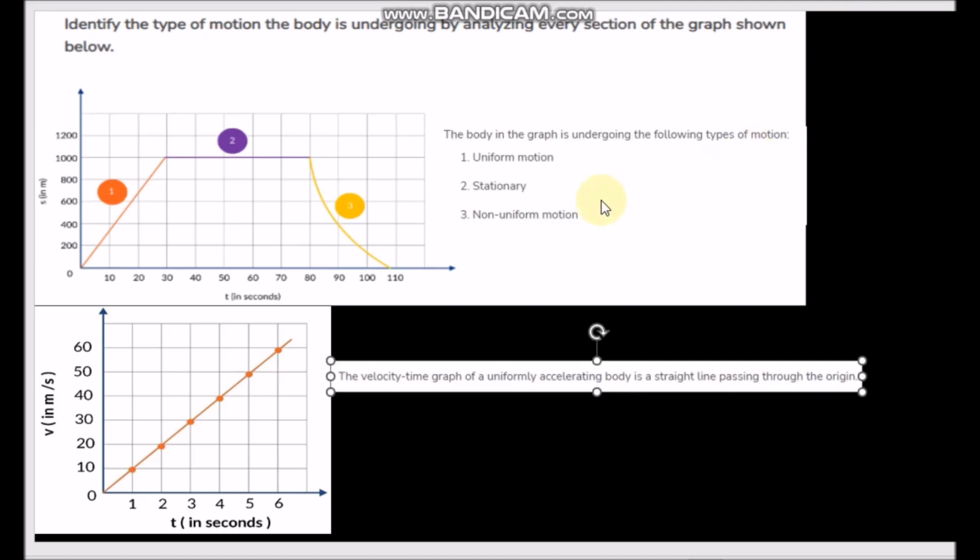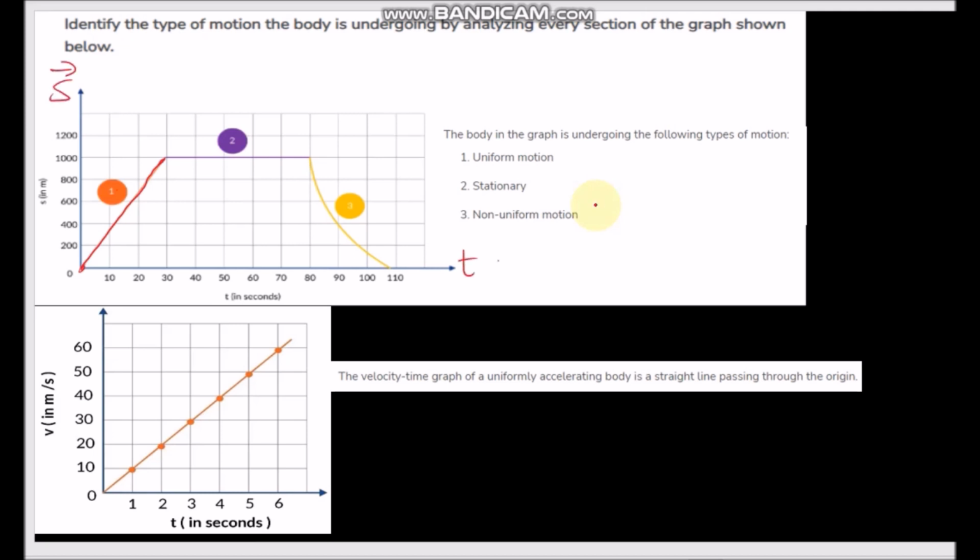Identify the type of motion which is undergone by analyzing every section of the graph. Let's see. This identification, we can analyze by looking at the graph. For example, from this point to this point, let's say point 1, this is the displacement time graph.